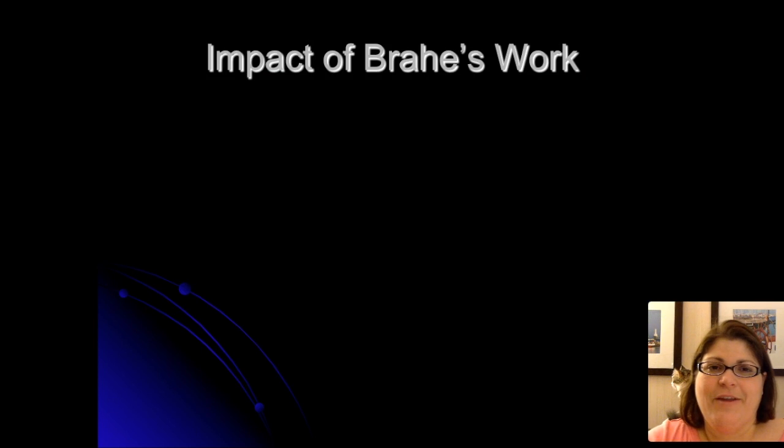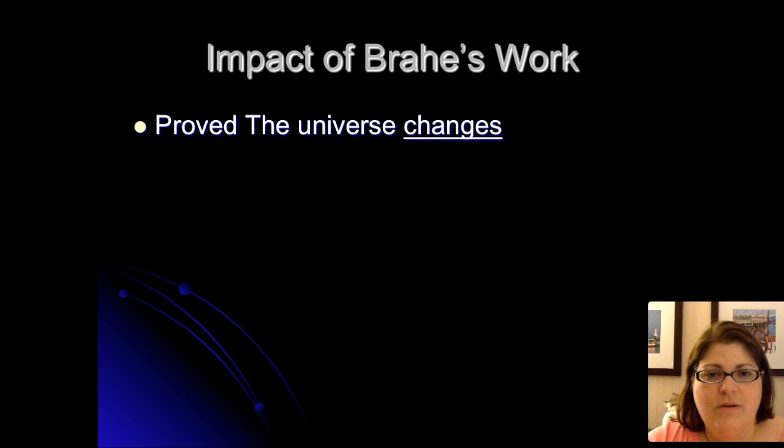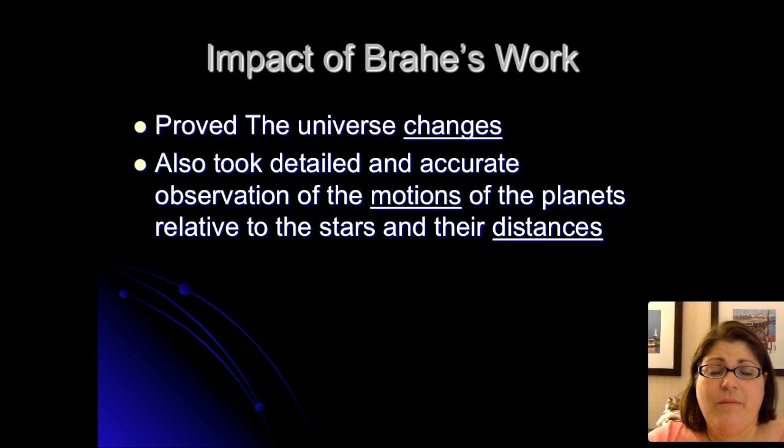Brahe used the idea of parallax to gather a lot of data about the distances in space. One of the things that he concluded from his data is that the universe changes. As I mentioned, there was a supernova, and he showed that the supernova was in space as opposed to in Earth's atmosphere, indicating that the universe can in fact change. He also, and most importantly probably, took very detailed observations about the motions and the distances of the stars and the planets. He was able to give really good records of how far each planet was given the parallax that he calculated.